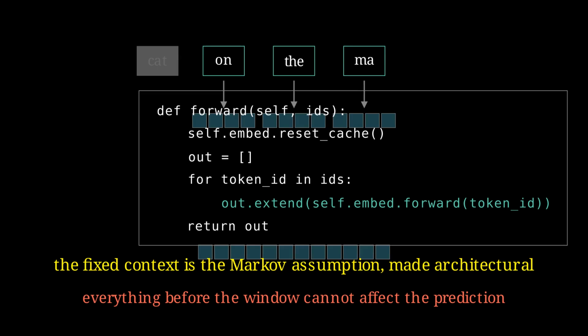Back at the start of the series, we would have written that as a rule about probability, that the next token depends only on the last few. That is the Markov assumption. Here we do not state it as a rule, we build it into the shape of the input. The assumption is not written in the math, it is welded into the architecture. A fixed window is the Markov assumption, made out of code.